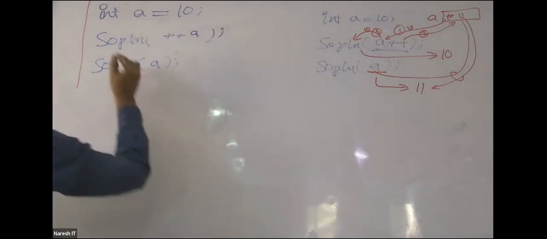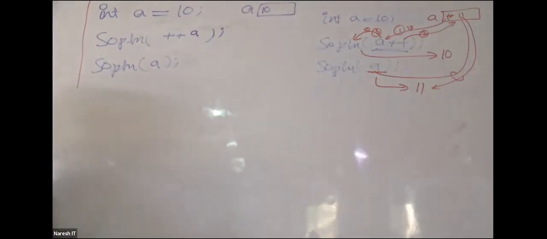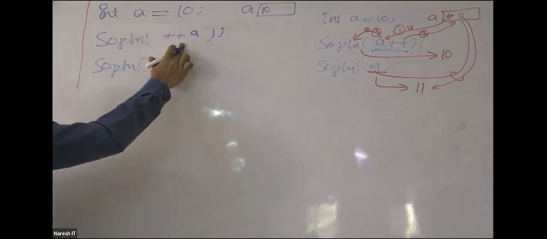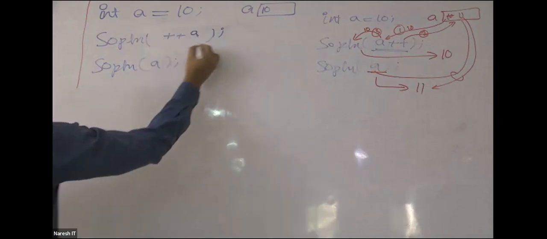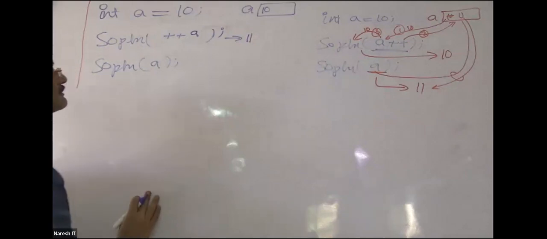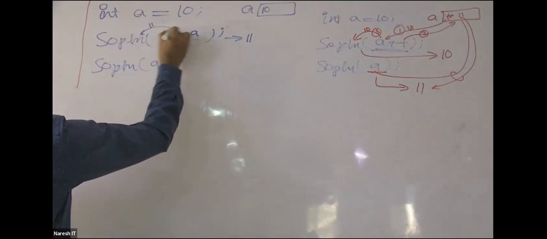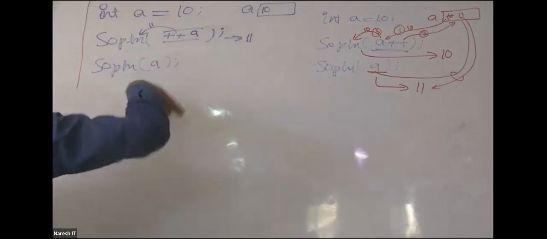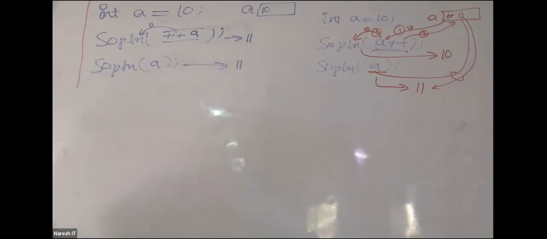What did I say? Here memory is created for a. What value? 10. SOPLN plus plus a means what I told? This plus plus a I should replace with 11. Okay. What is the output here? 11. Right arrow mark here, 11. Plus plus a in the expression returns 11. After plus plus a, either in the same statement or the next statement, what will you get? The increased value, 11. That's it.